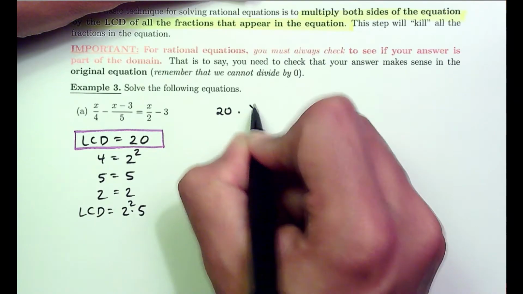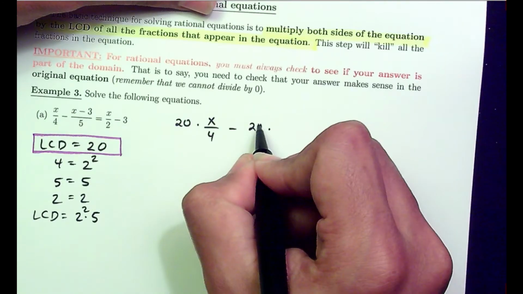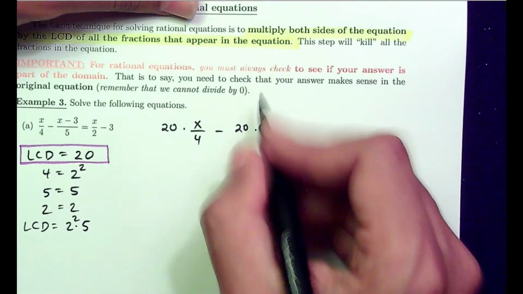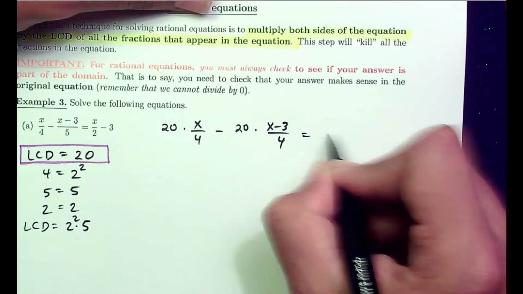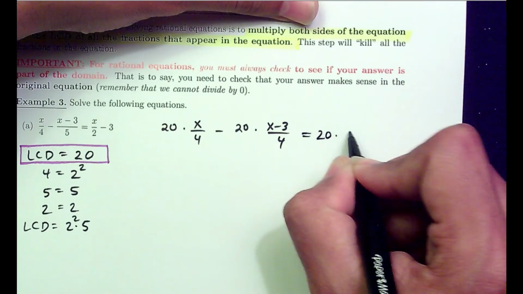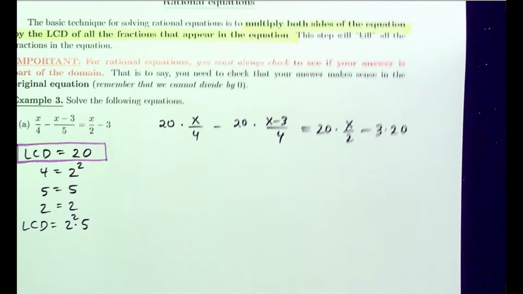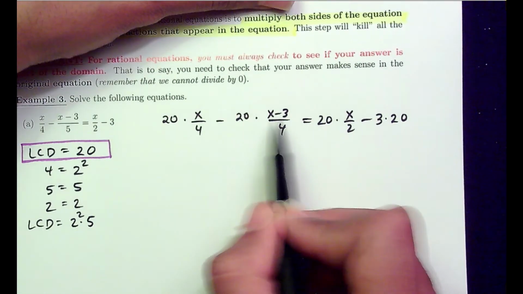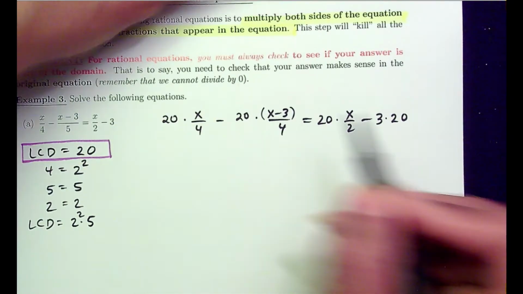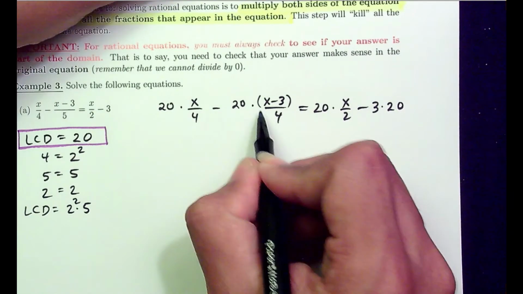20 times x over 4 minus 20 times x minus 3 over 4 equals 20 times x over 2 minus 3 times 20. Okay, so I multiplied every single term by 20. Normally, when you have multiple terms in the numerator like that, you might want to put parentheses because it might confuse you, make you make a mistake.